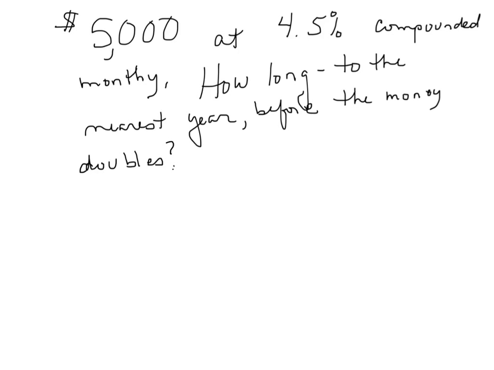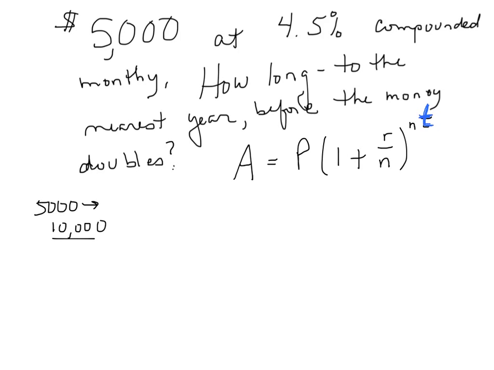So let's think about our formula. Our formula says the amount in the account is going to be equal to the principal, which is the initial value invested, $5,000 in this case, times 1 plus the rate divided by the number of times compounded, raised to the n times t. Now what we're actually looking for here is t. How many years before the money doubles? Doubles means 10,000. So what I'm looking for is the $5,000 to turn into $10,000. This 10,000 is what's going to come in here for A, the amount in the account.